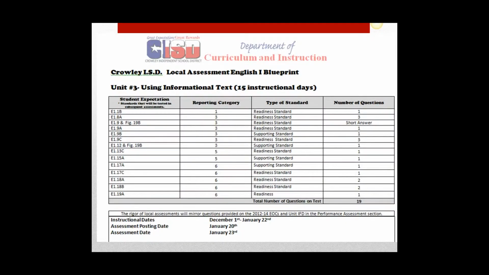Please note that Unit 3, using Informational Text Blueprint, also on the CTL website, begins in December, but it will not be assessed until January 23rd.